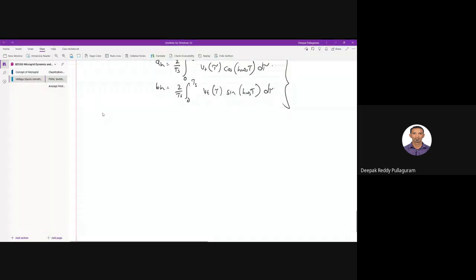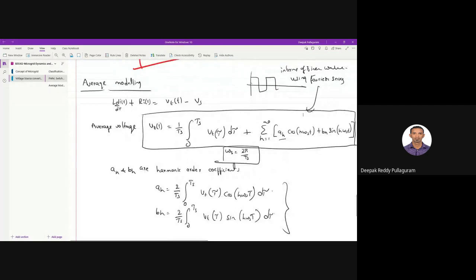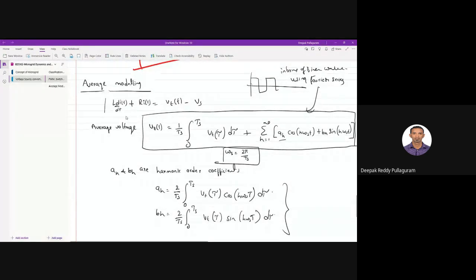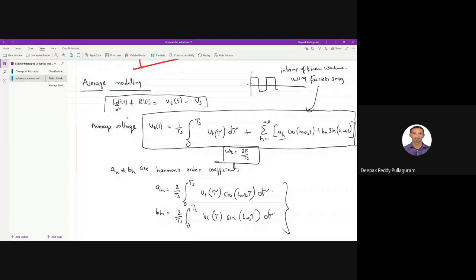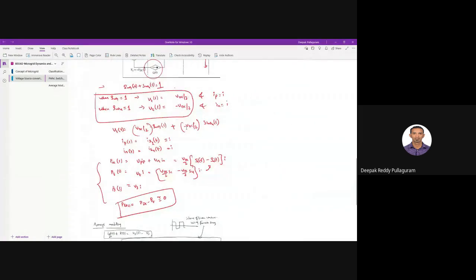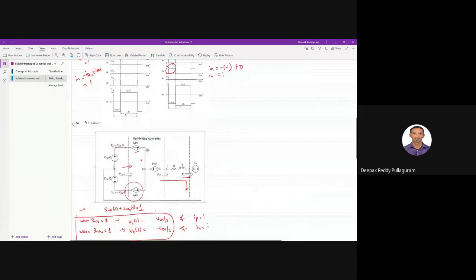In the last class, when we started the average model, we wrote the dynamic equation: L dI by dt plus Ri is equal to Vt minus Vs. If you do recollect the figure, I'll just copy this figure.